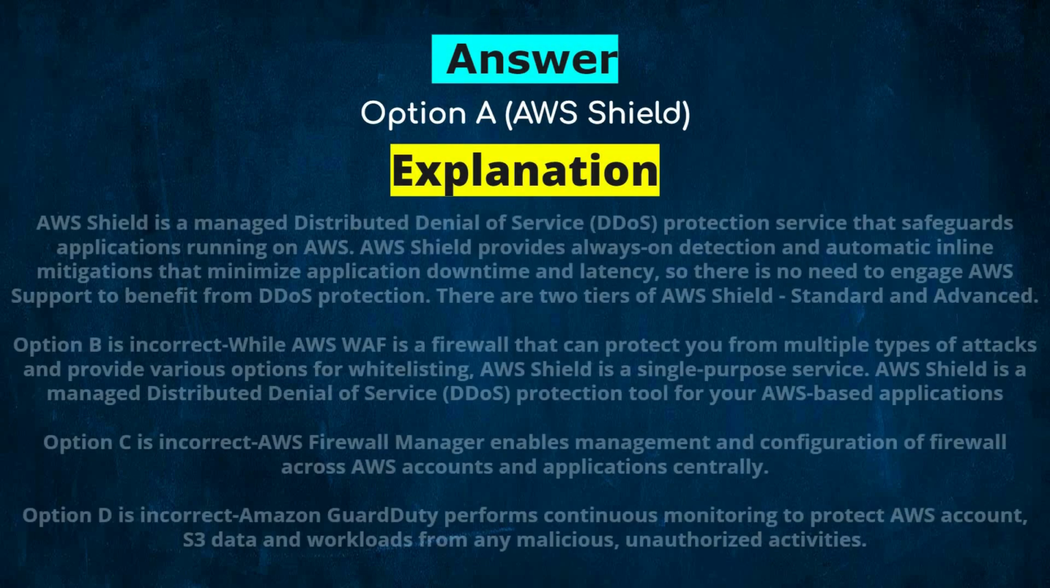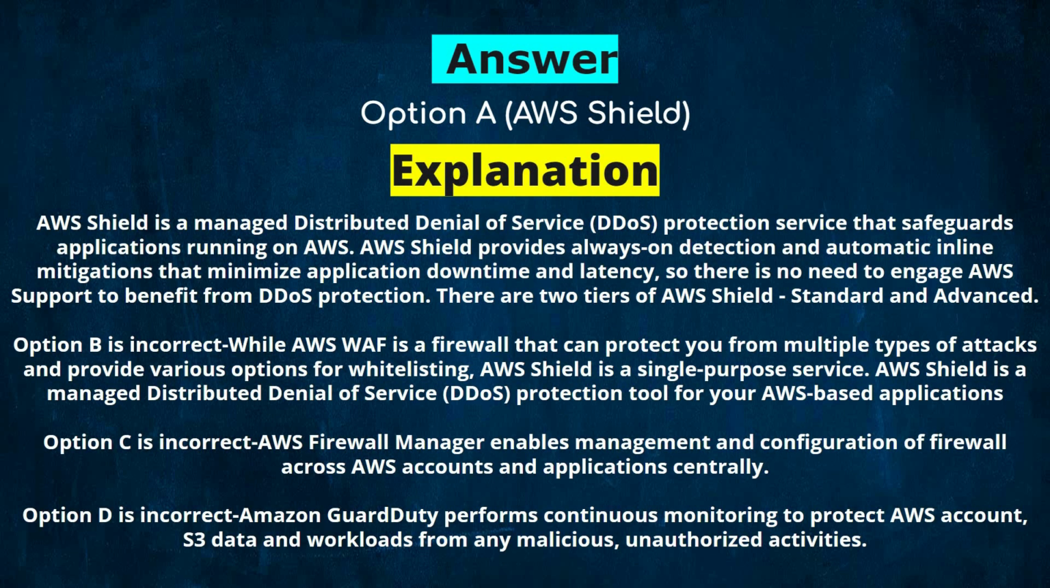Explanation. AWS Shield is a managed distributed denial of service protection service that safeguards applications running on AWS. AWS Shield provides always-on detection and automatic inline mitigations that minimize application downtime and latency. So, there is no need to engage AWS support to benefit from DDoS protection. There are 2 tiers of AWS Shield, standard and advanced. Option B is incorrect.